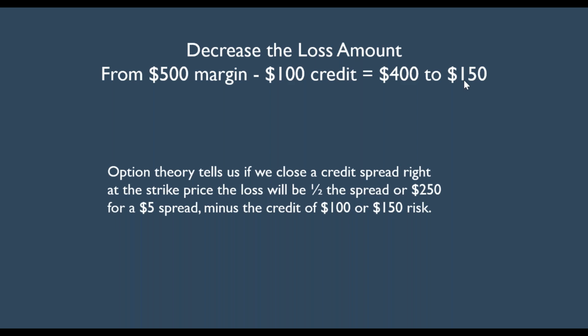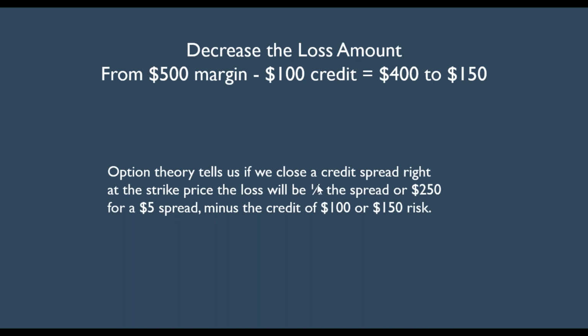my trading usually returns about 75 to 80% winning trades. I've been doing this publicly. I've been sending out alerts for the last 10 years. So I got thinking about this and I said, okay, option theory tells us that if we close a credit spread right at the strike price, the loss will be half the spread, or 250. Okay, 4 or 5 point spread.